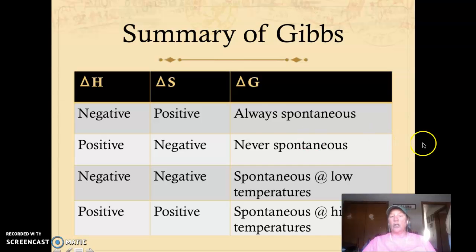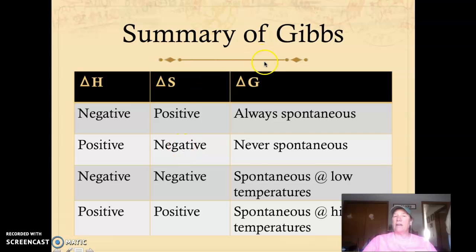Okay, and here's a chart to summarize it. If your delta H is negative and your delta S is positive, your Gibbs is always going to be spontaneous. If delta H is positive and delta S is negative, then it's never spontaneous. If they're both negative, it depends. If it's a low temperature, it's going to be spontaneous, okay? If they're both positive, it's going to be spontaneous at high temperatures.